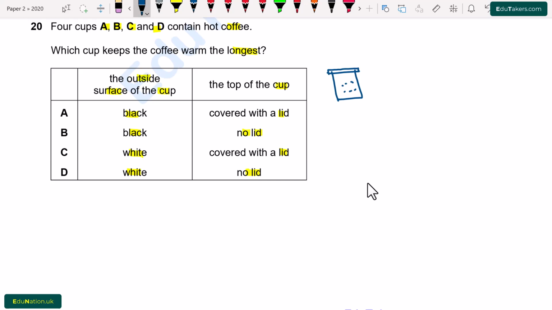That's why the surface should be white, because white colors are bad absorbers and emitters. So from here option C is correct. The outside surface of the cup should be white so that no heat escapes from the hot coffee. And also the top of the cup is covered with the lid. So that's why option C is correct.